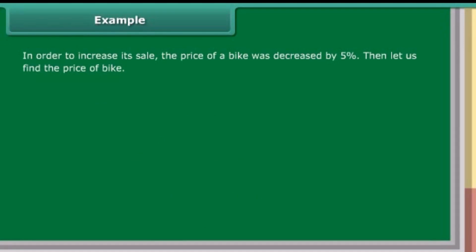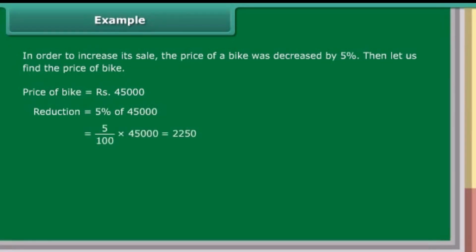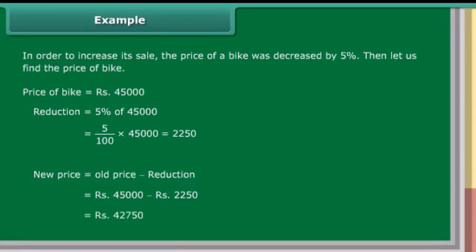In order to increase its sale, the price of a bike was decreased by 5%. Then let us find the price of the bike now. Price of bike is equal to Rs 45,000. Reduction is equal to 5% of 45,000, which is equal to 5 upon 100 into 45,000, which is equal to 2,250. New price is equal to old price minus reduction, which is equal to Rs 45,000 minus Rs 2,250, which is equal to Rs 42,750.